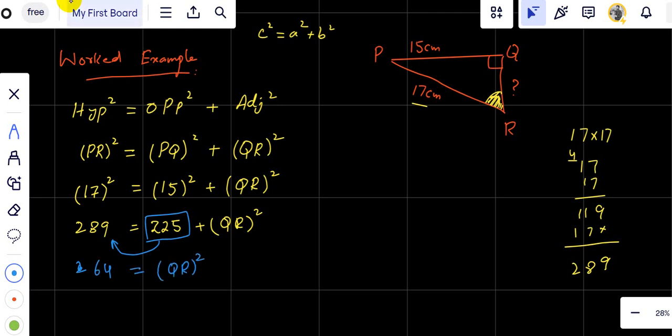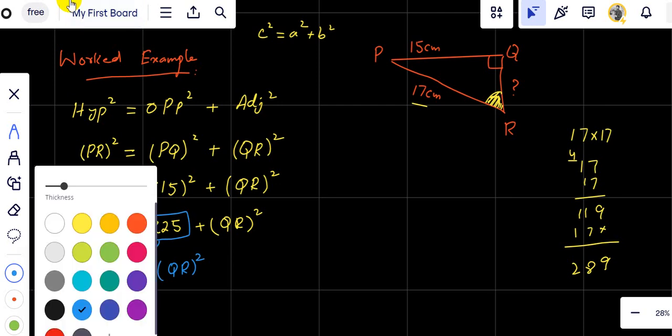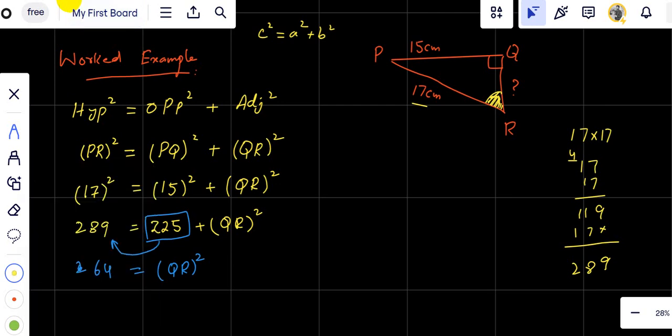Do we need to find QR or QR square? Yeah, we need to find QR, the length of the adjacent. So what we need to do here, how can we remove this square? Yeah, by taking square root on both sides. So what is the square root of 64? Yeah, perfect. That is correct. QR is 8 centimeters and you are done.